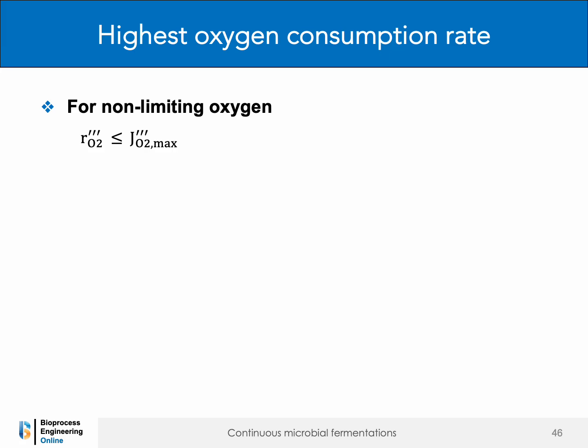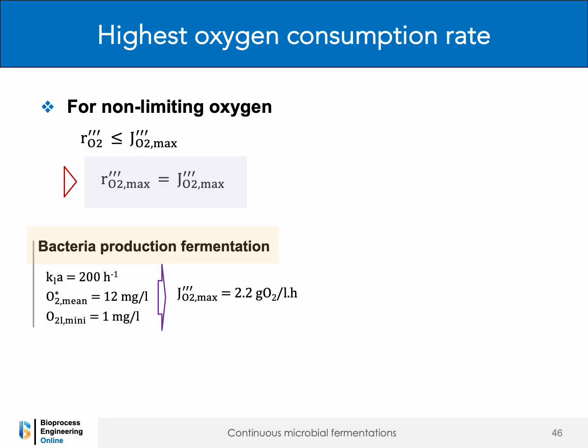To avoid oxygen limitation, the volumetric oxygen consumption rate must remain below the maximum usable oxygen transfer rate. Accordingly, the maximum allowable oxygen consumption rate, R_O2 max, is equal to the previously defined maximum oxygen transfer rate, J_O2 max. In the present bacteria fermentation example, assuming a volumetric mass transfer coefficient kLa of 200 per hour, a mean oxygen solubility of 12 milligrams per liter, and a minimal dissolved oxygen concentration of approximately 1 milligram per liter, the maximal oxygen transfer rate is estimated to be about 2.2 grams oxygen per liter hour.